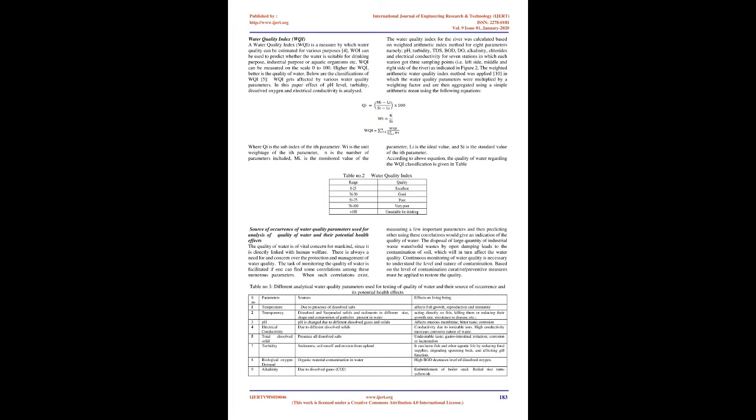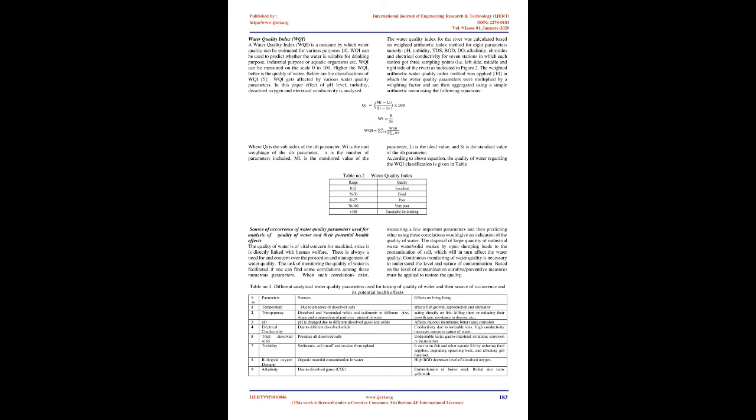In this paper, the effect of pH level, turbidity, dissolved oxygen, and electrical conductivity is analyzed. The water quality index for the river was calculated based on the weighted arithmetic index method for 8 parameters, namely pH, turbidity, TDS, BOD, DO, alkalinity, chlorides and electrical conductivity for 7 stations, in which each station had 3 sampling points, i.e. left side, middle and right side of the river, as indicated in Figure 2. The weighted arithmetic water quality index method was applied 10, in which the water quality parameters were multiplied by a weighting factor and then aggregated using a simple arithmetic mean using the following equations.